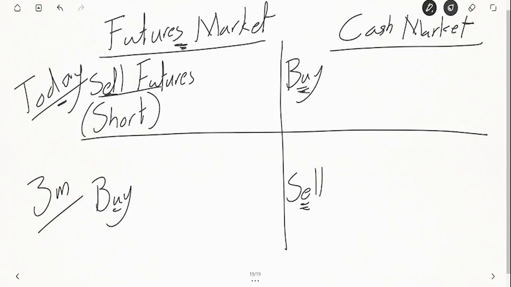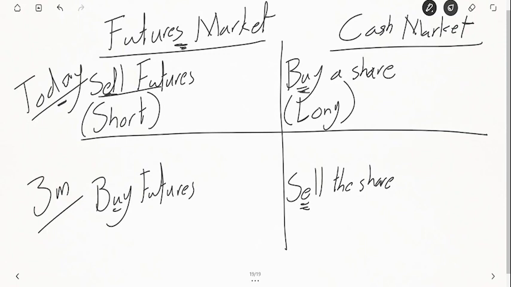So the strategy, once you know the rule: sell future today, here buy a share. Sell means to go short, buy means to go long. For this question, I'll write in detail sell and buy. Next question onwards, I'll just say short and long. Short means to sell, long means to buy. After 3 months, you will sell the share, and after 3 months, you will buy futures.